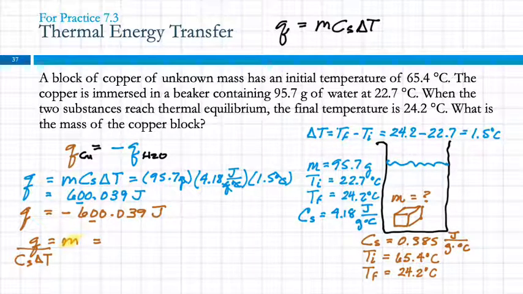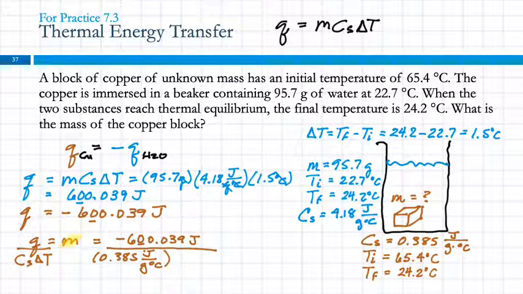Well, we just figured out what Q was. It's minus 600.039 joules divided by the specific heat capacity for copper and the change in temperature, which we haven't calculated yet. So delta T for the copper is the final minus the initial, 24.2 minus 65.4.